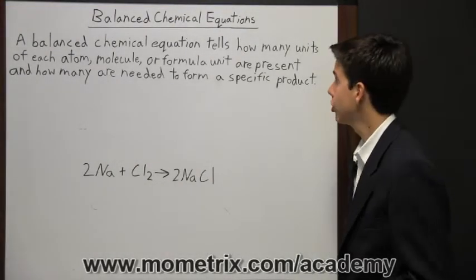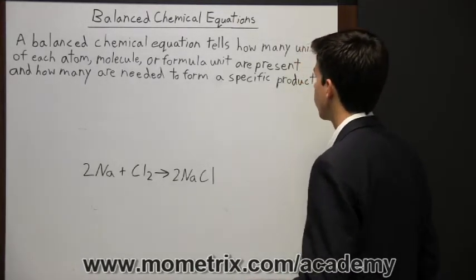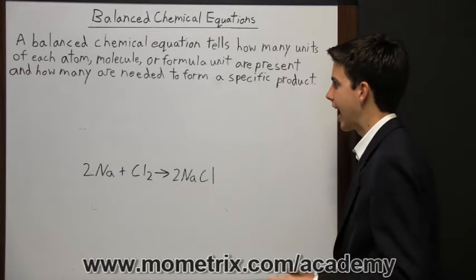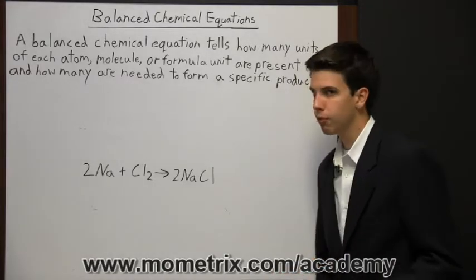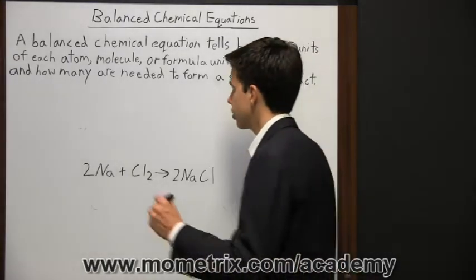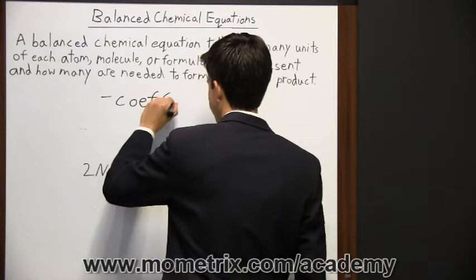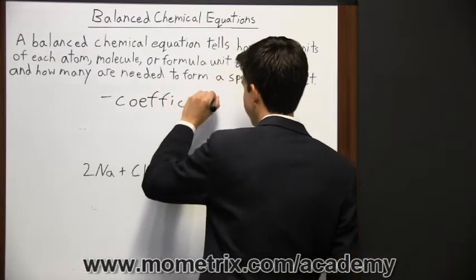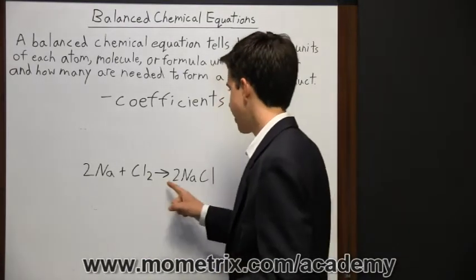A balanced chemical equation tells how many units of each atom, molecule, or formula unit are present, and how many are needed to form a specific product. So in a chemical equation, you're first usually going to have coefficients. Now, you don't always have coefficients, but many times you do, and you have one or two of them in this equation right here, a 2 here and a 2 here.